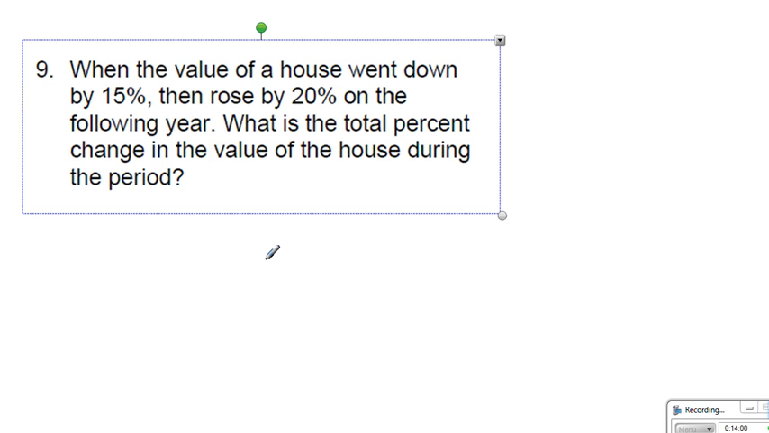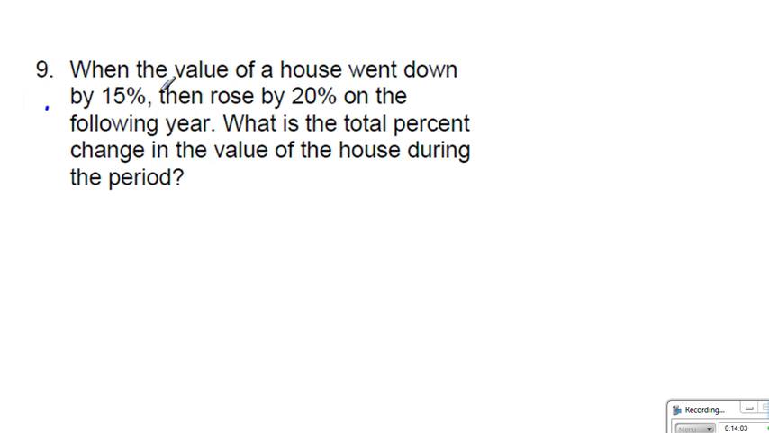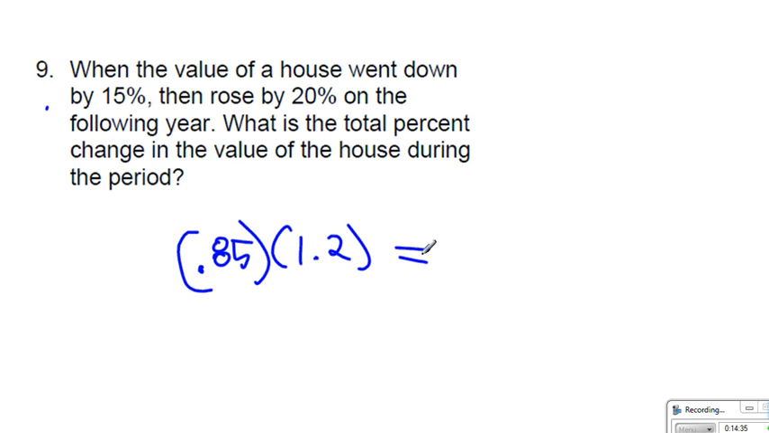Number 9. Now, the price went down by 15% and then rose by 20%. So what does that mean? Here we have the price went down by 15%. That's basically, we can express that as 0.85, 85%. But next, it rose by 20%, that means we can multiply that by 1.2. Now, this would tell us the total change of the price.